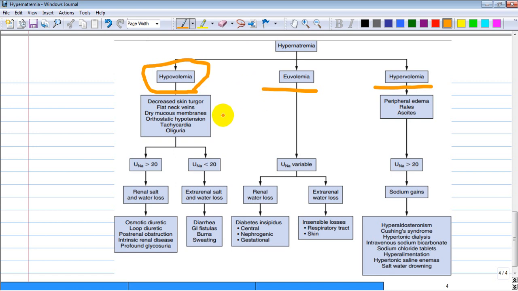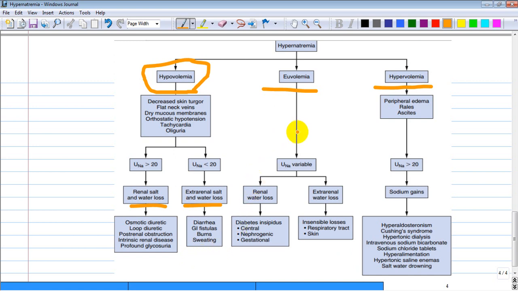For example, in hypovolemic hypernatremia, the patient has lost more water than sodium via renal or extrarenal routes, as you see. Renal causes include loop diuretics or osmotic diuretics promoting diuresis, profound glycosuria, and beer as well. Extrarenal losses occur by diarrhea, gastrointestinal fistulas, or even vomiting. Burn sweating is also a loss of water by evaporation.